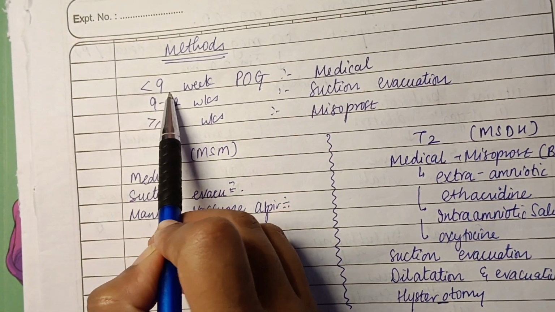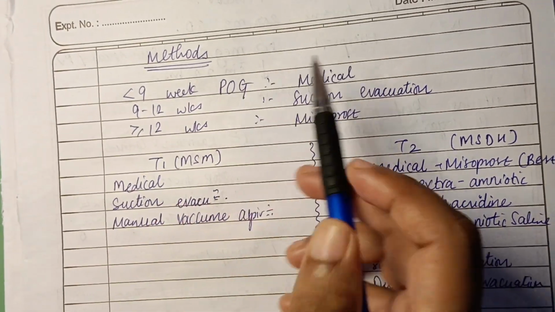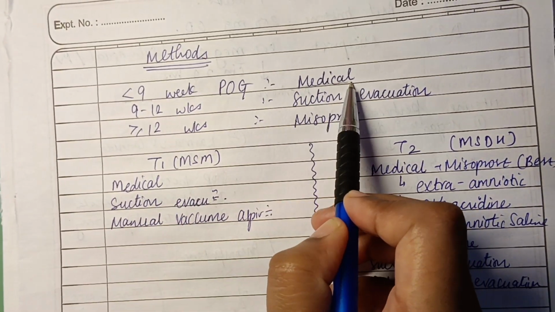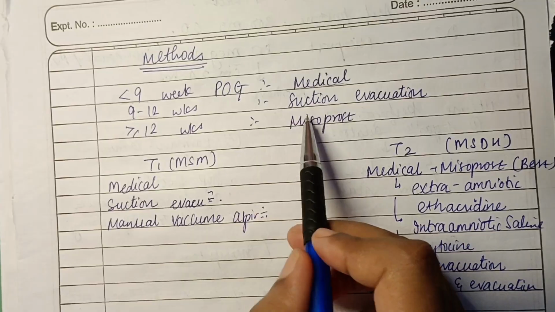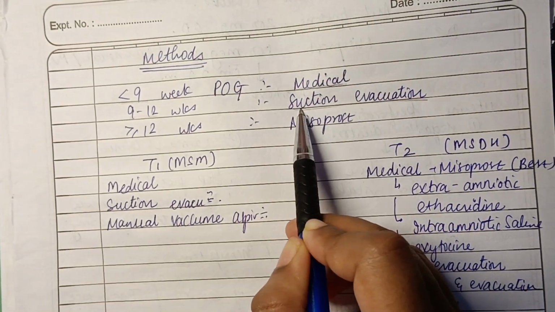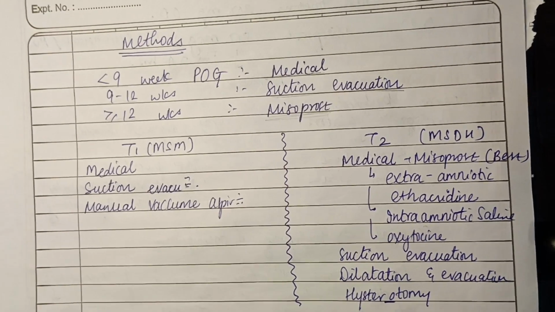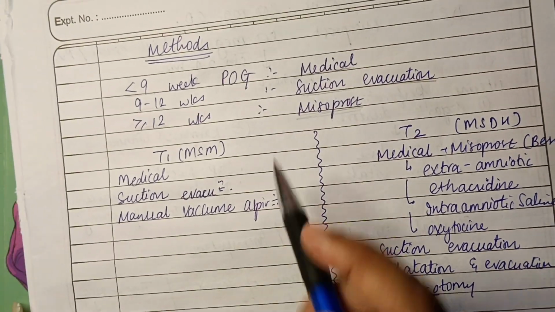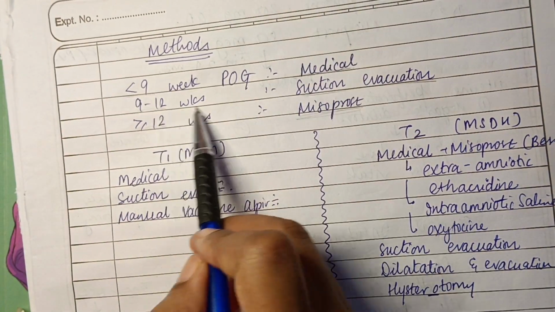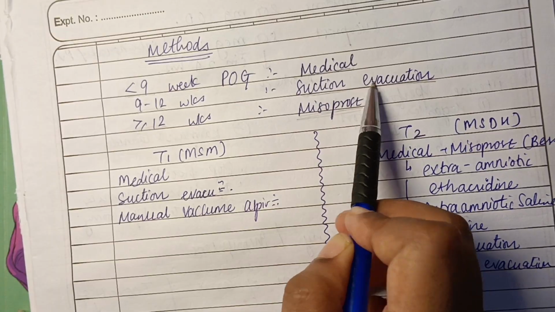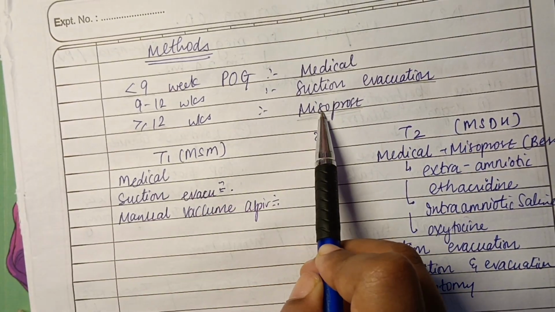If less than 9 weeks of period of gestation, you will do medical abortion. 9 to 12 weeks, you will go for suction and evacuation. And more than 12 weeks, it will be misoprostol. Okay, so if less than 9 weeks, medical abortion; 9 to 12 weeks, suction evacuation; and more than 12 weeks, misoprostol.